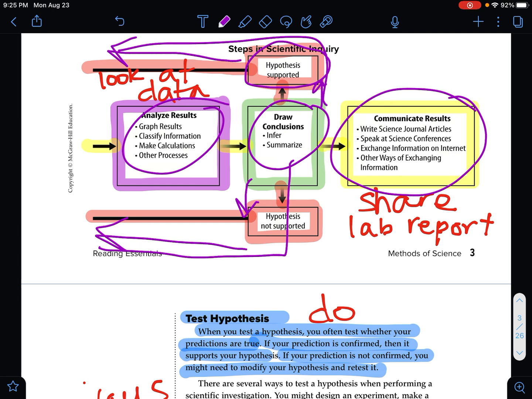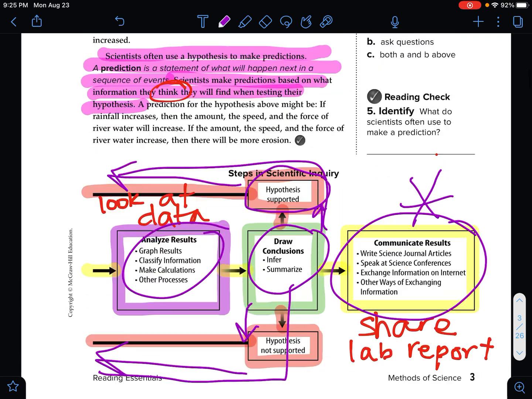I am going to communicate my results. This is what you did with me when we did the gumdrop lab and you did your lab report. You're communicating your results with me, but a scientist might write a journal article or speak at a conference or exchange information on the internet. There's lots of different ways for exchanging information. You might need to share a lab report. You might need to do a presentation, share this lab report with your boss, but somehow communicate what you did, okay? That's the final step.